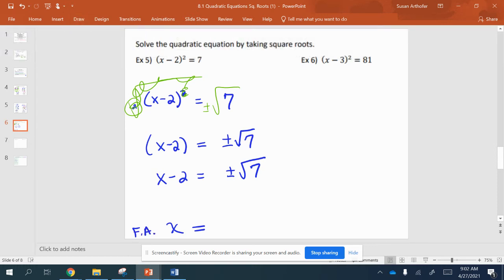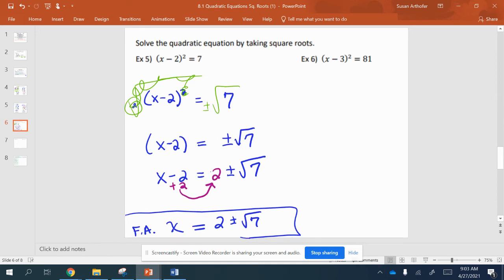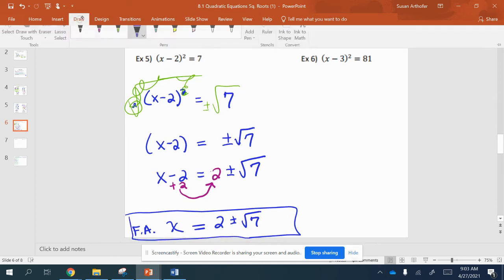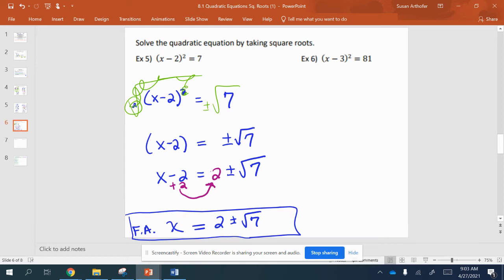Please pay attention, this is very important. So we need to pop this -2 to get x all alone. We need to pop it to the other side. We're going to add 2. You're going to add 2 right to the front, in front of the plus or minus. So our final answer would be 2 plus or minus radical 7. So please learn that because this is going to become important for the end of the year. When you pop this, it pops in front of the plus or minus sign. So add 2 to both sides, right? So the final answer is 2 plus or minus square root 7.